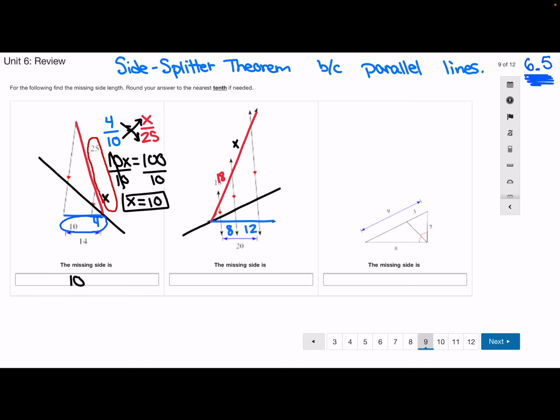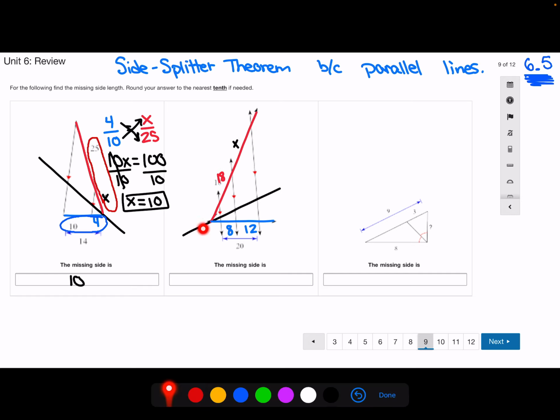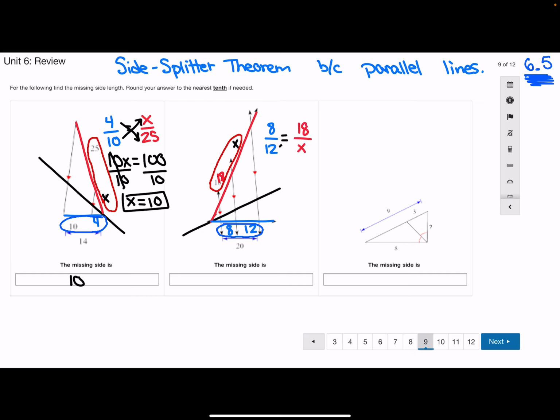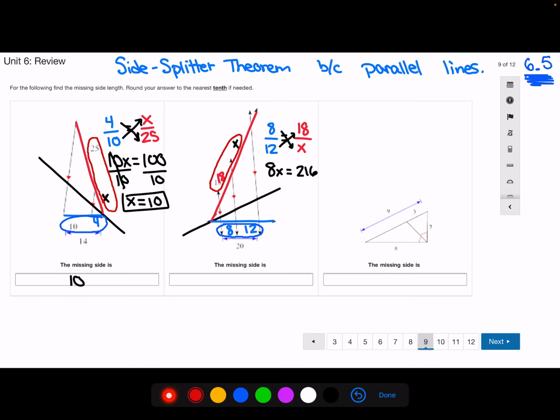So I go ahead and I split through the parallel lines. So it's going through all 3 parallel lines. And then I can set up my ratios from here. If they're on the same side of that split, they have their own ratio. So I have 8 over 12 equals 18 over x. Again, 8 over 12 is equal to 18 over x.